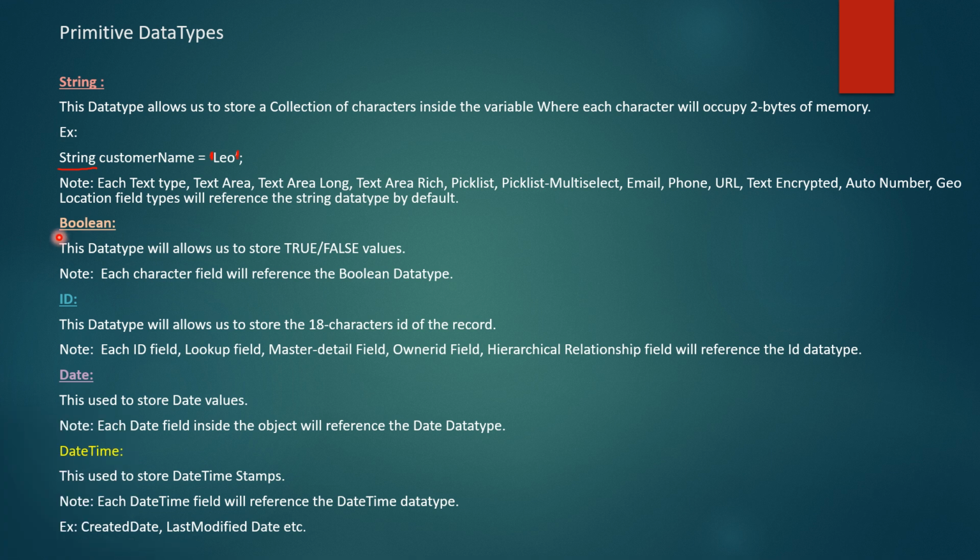Next, a boolean. This data type will allow us to store true or false values. Each checkbox field will reference the boolean data type. So what is meant by boolean here? This data type will allow us to store true or false values.